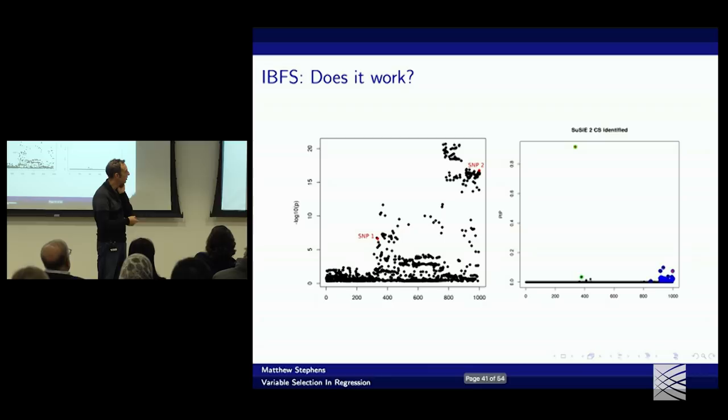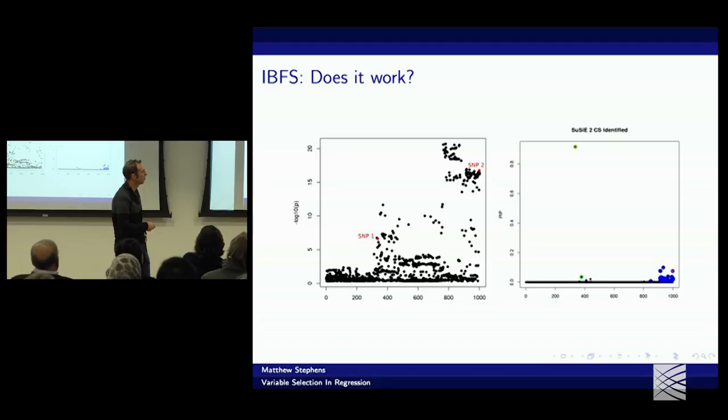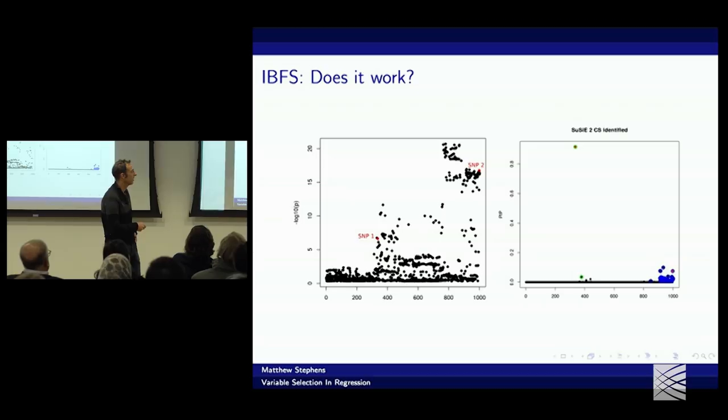And like magic, this is the result of our algorithm, and I'll show you an animation in a minute to get some intuition. But the point is, there are two credible sets identified. The first one is colored in green, and there are two SNPs in the credible set, and one of them is the actual causal SNP.